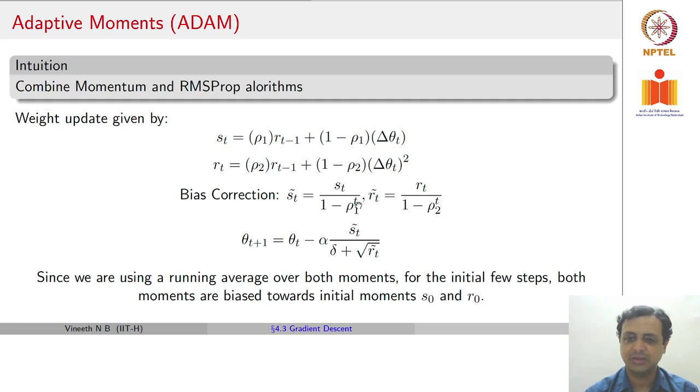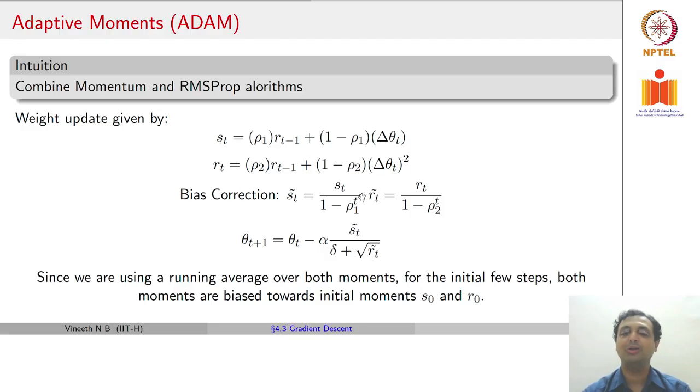What happens in later iterations? We have t here. T is the number of the iteration that you're talking about. What happens here? Remember rho 1 is less than 1. It's chosen to be 0.9 or something like that. So rho 1 power t will keep reducing over the iterations. 0.9 into 0.9 is 0.81.